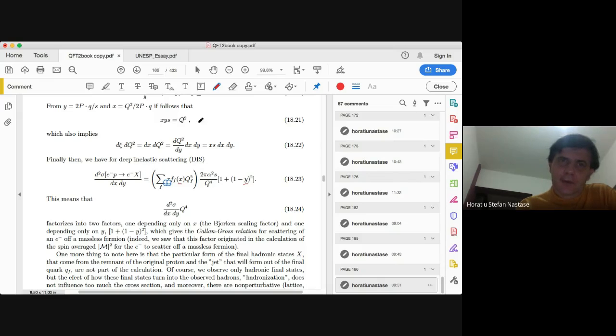So you note that because of this relation, we don't have three variables. We have just two, but I can describe it in two ways, since these three variables x, y, and Q squared are related by this equation. Okay.